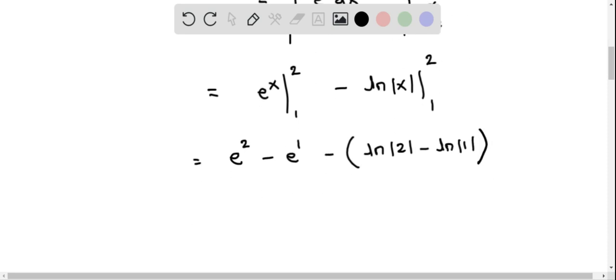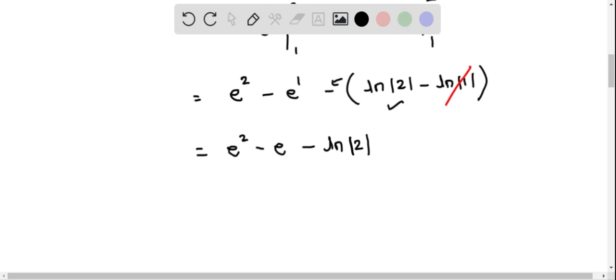Let's simplify this. This is e squared minus e power 1, which is e, minus, we know that the natural logarithm of 1 equals 0, so this term gets cancelled, and we simply have the natural logarithm of 2, but we have a negative in front. So it is negative natural logarithm of 2. We put this expression into the calculator, and we can find its decimal equivalent, which is approximately 3.9776. So this is the area of the region between the curves and the vertical lines.